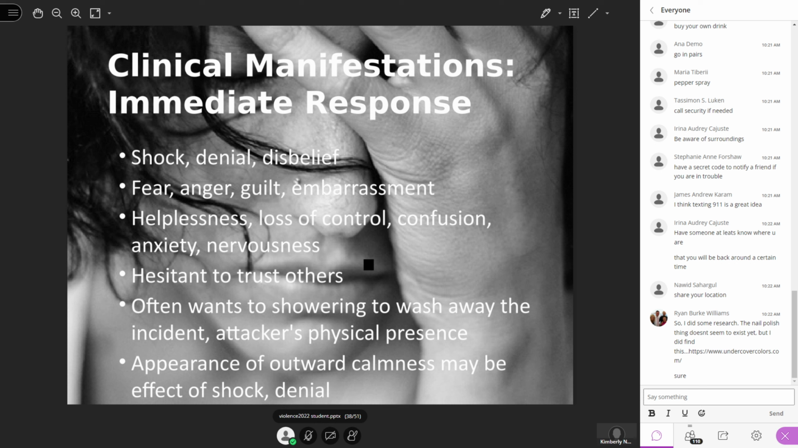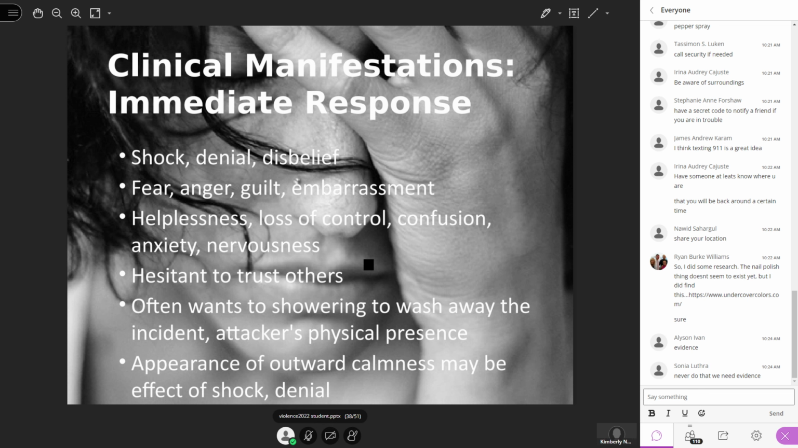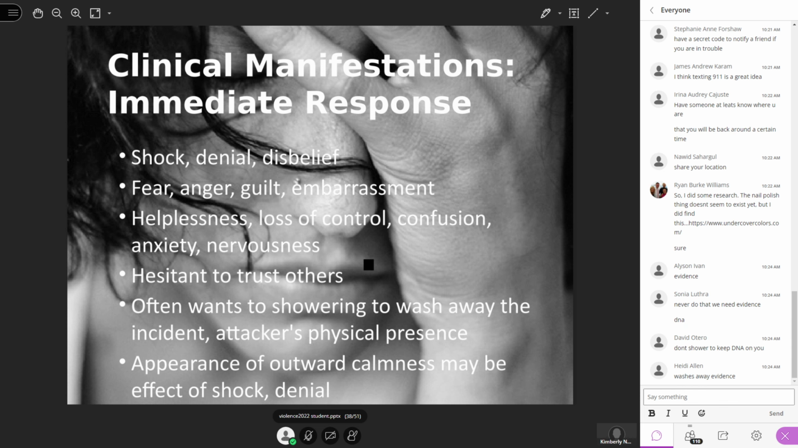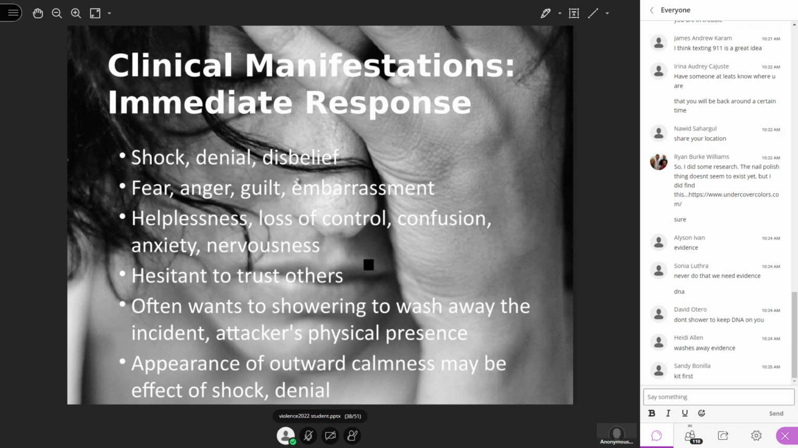And what do we want to make sure that we teach other people about that? What do you think is important about showering? Good. Don't shower. We need to keep the DNA. There you go. And they should do the rape kit first. Exactly. All right.